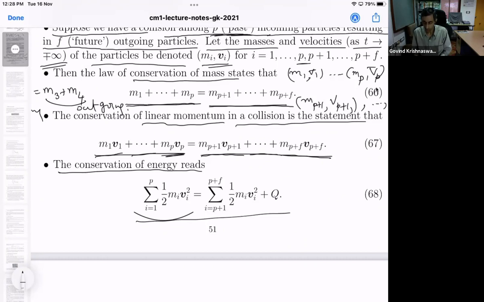Okay, but we write the conservation of energy in a particular way. The sum of the initial kinetic energies of the particles is equal to the sum of the final kinetic energies of the particles plus a correction term, which I write as Q. If Q was absent, then the initial kinetic energy would equal the final kinetic energy. But we have just discussed that that need not be the case. There are also other forms of energy present, and we put all of that into this quantity Q.